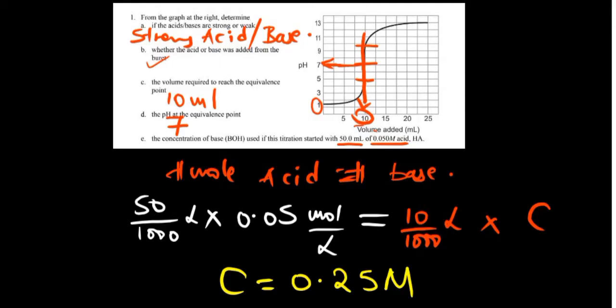So that's how we approach this question. The key things to take note of are that at the equivalence point, the number of moles of our acid is equivalent to the number of moles of our base. And the middle point of the vertical region gives us the pH at the equivalence point. So let's move to a second question.